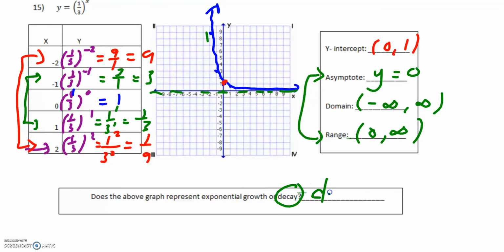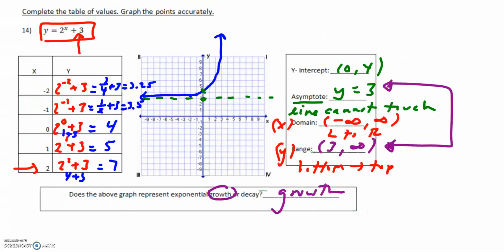This time it's exponential decay for really 2 reasons. One, because you can see the graph decreasing from left to right, and also because the base is less than 1. In the previous example, the base here was larger than 1, which makes sense why it was growth.